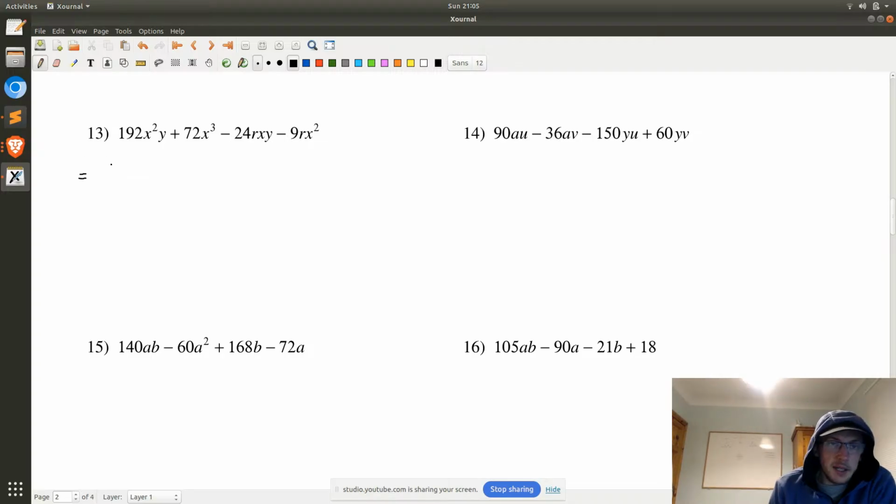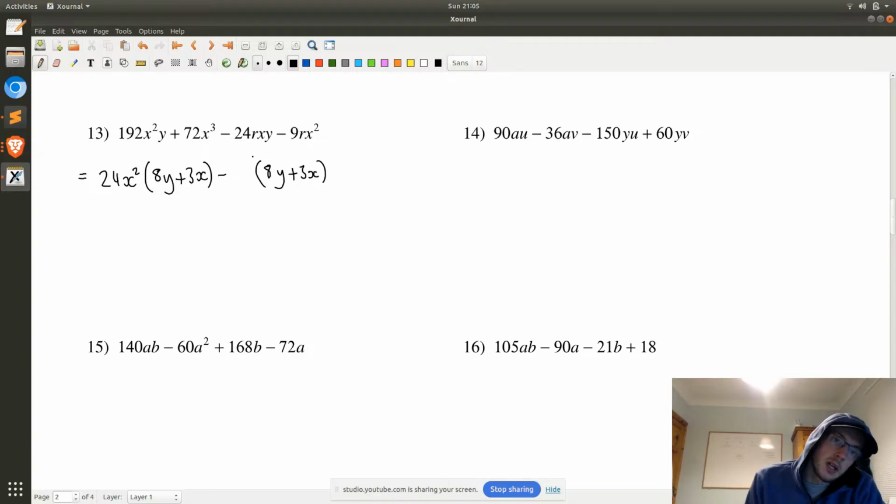So 24x squared, please. Take that out. There, like that. Now, our goal is to have 8y add 3x. It's going to be a minus. And it will be 3rx. And we clearly see a common factor of 3. So do not forget this time.